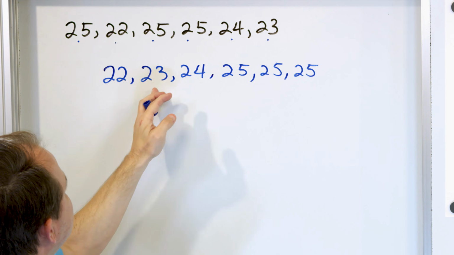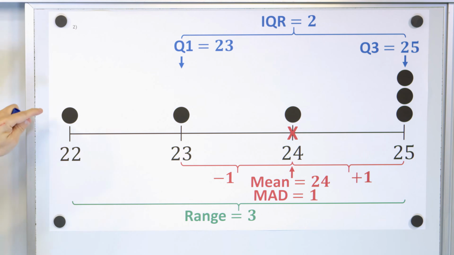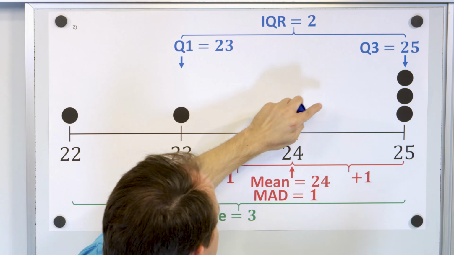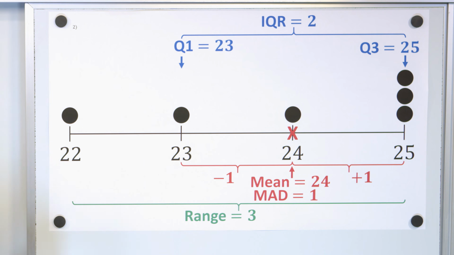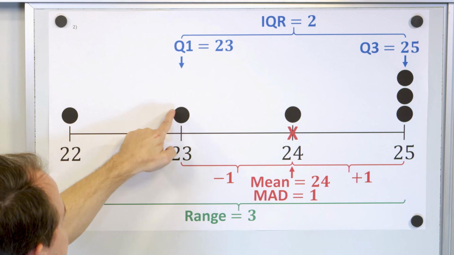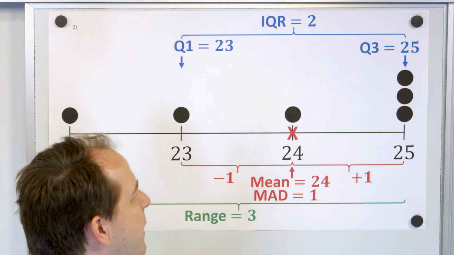We have 22, 23, 24, 25, 25, 25. Now, I know this chart looks busy. I want you to ignore most of it, but I want you first just to focus on the fact that these are the data points that have been represented there.